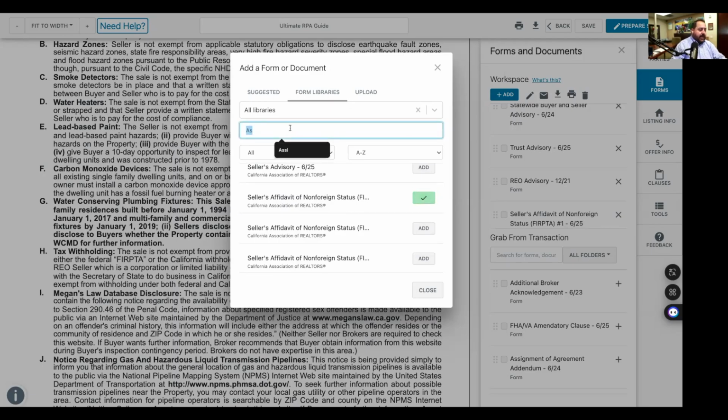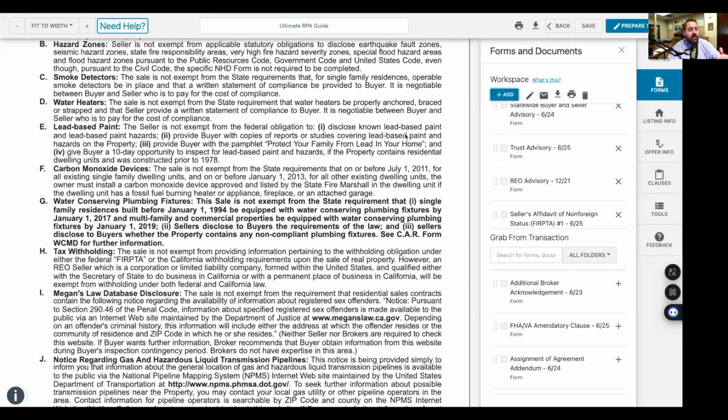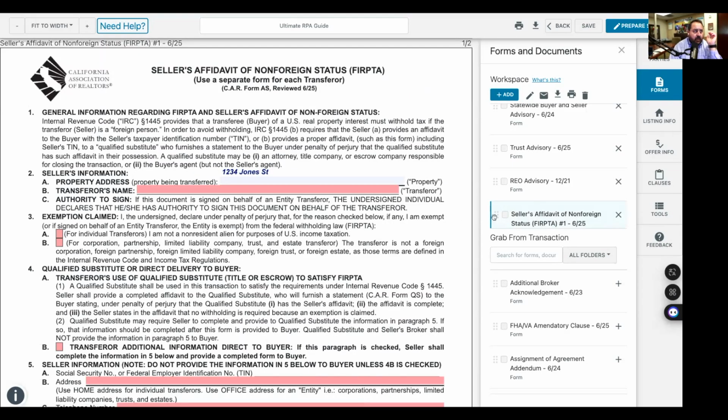And then we're going to add this form, the qualified substitute. Okay, so they're not exempt from the tax withholding and reporting the FIRPTA information. And so every seller has to fill out this form, the seller's affidavit of non-foreign status. So basically what it's saying is that I'm not a foreign national, I'm a U.S. citizen, and I promise you I'm going to pay my taxes if there are any taxes that are part of the sale of this property, or whether I'm exempt, right?